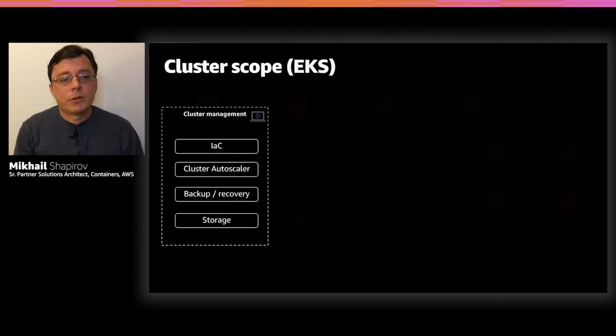After we're done with the regional scope, we're going to address the cluster scope. What's going to be running at the cluster level? So as a platform architect, I would like to ensure that we have proper cluster management first. It's provisioned using infrastructure as code. We have cluster autoscaling, so we can scale the cluster up and down the way we want. Backup and recovery is handled, and storage needs are also addressed.